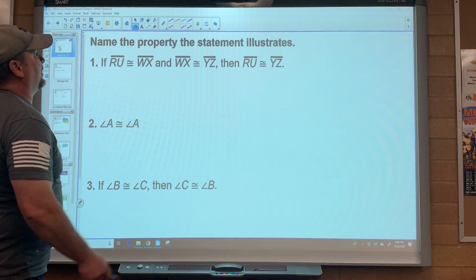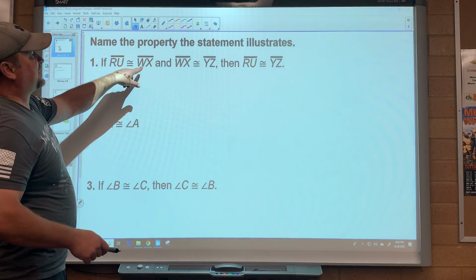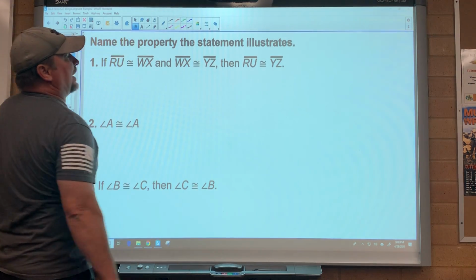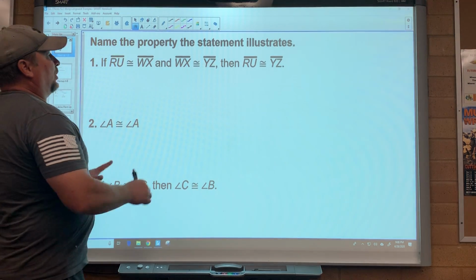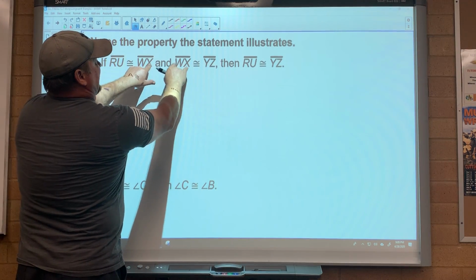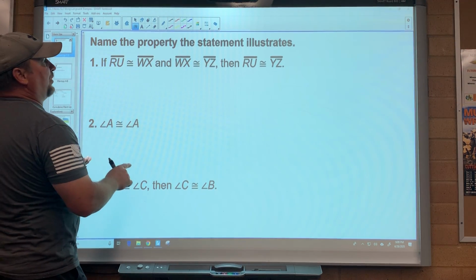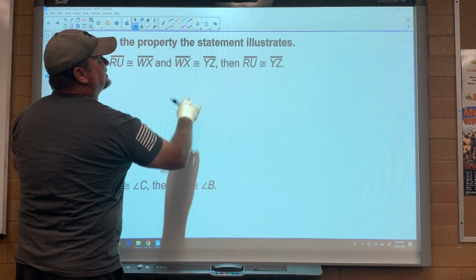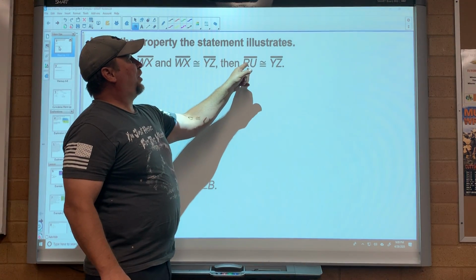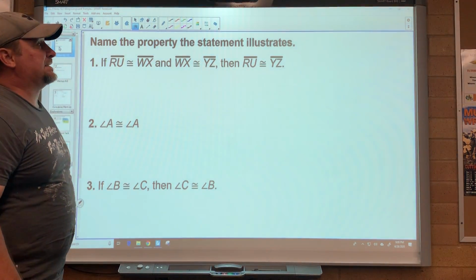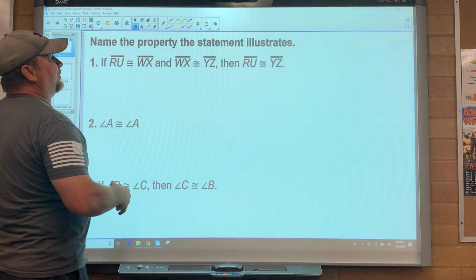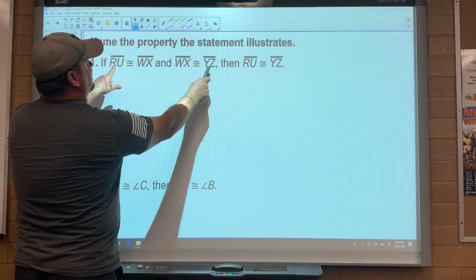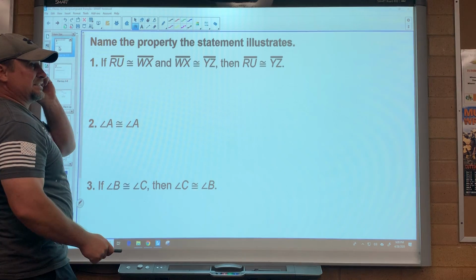Okay, I have a segment RU, and it is congruent to another segment WX. Then they say that WX is also congruent to YZ. If that's true, and WX is the exact same for both, then our illustration says we can link RU with YZ, and they link it with RU is congruent to YZ, the two segments. So basically we have three segments and they're all the exact same length. These two have never been talked about together, but they're linked with one that's the exact same.